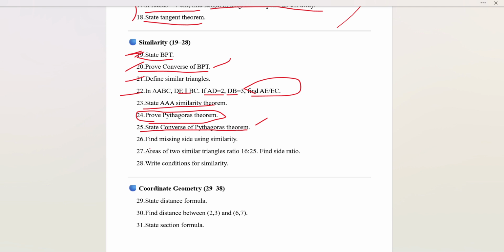Next is find the missing side using similarity. The areas of two similar triangles are in the ratio 16 to 25. Find the side ratio. Okay, so move to the next, it is question 28.